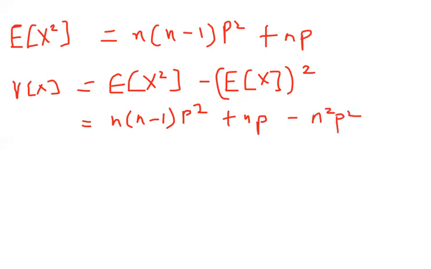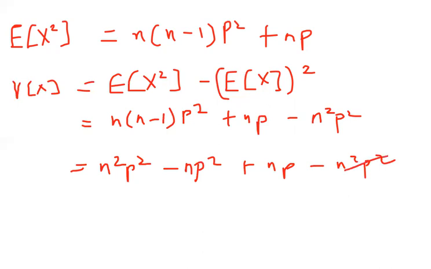So let's expand this one. I'm going to have n squared p squared minus np squared plus np minus n squared p squared. So this expression here cancels this expression. Then I can say this is the same as np minus np squared. What's the common term? The common term is np. So let me factor out np. Then I'll have 1 minus p.